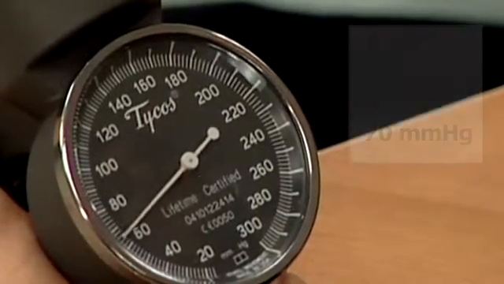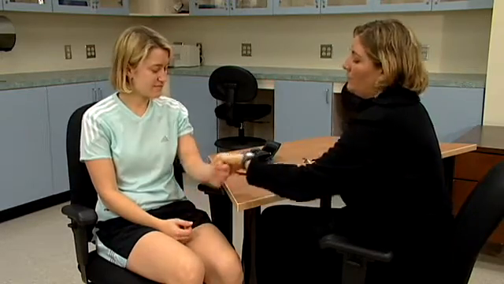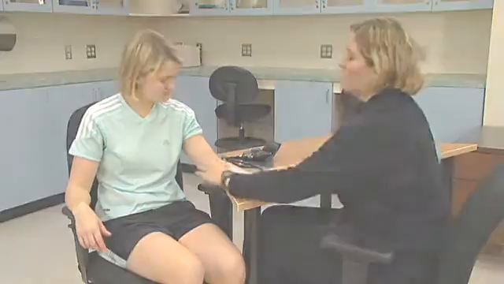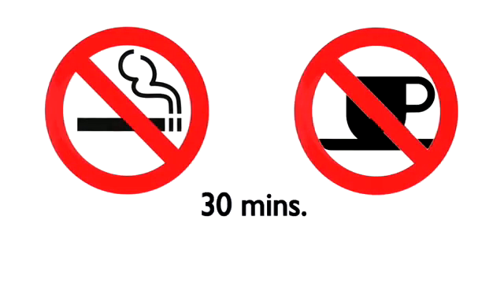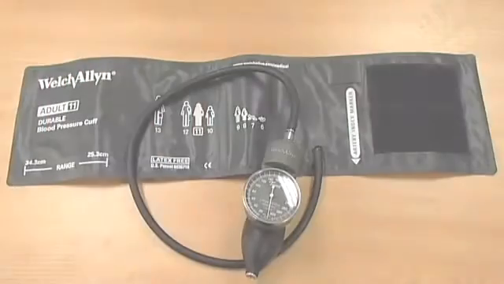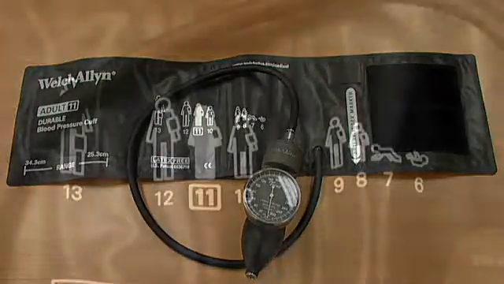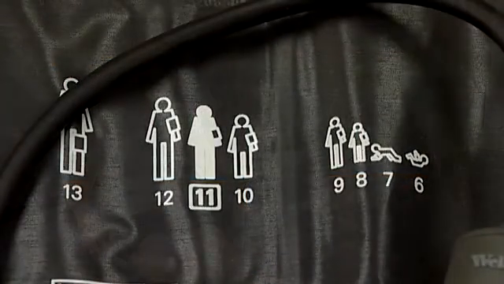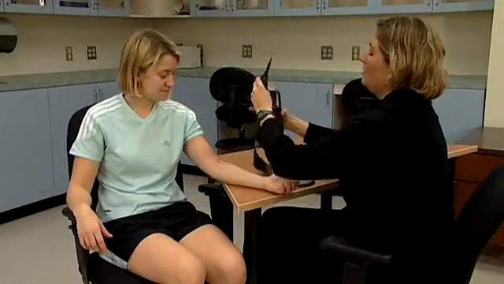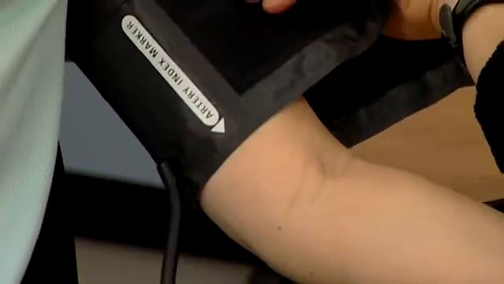Clients should be seated for at least 5 minutes in a chair, with their backs supported and their arms bared and supported at heart level. Clients should refrain from smoking cigarettes or ingesting caffeine during the 30 minutes preceding the measurement. Choose the appropriate size of blood pressure cuff and apply the cuff to the client's left arm. Remember that the cuff must fit properly to ensure an accurate reading.